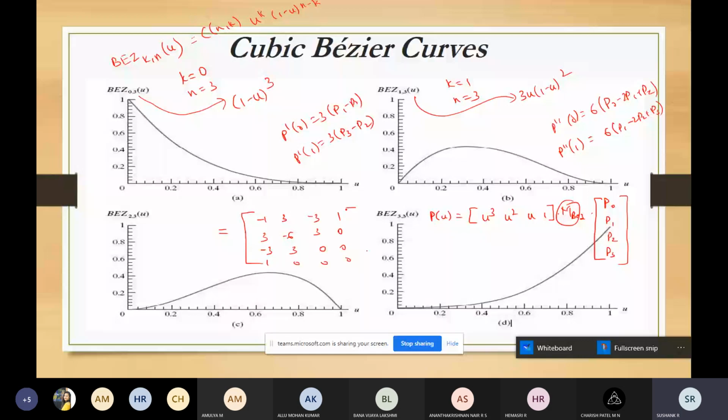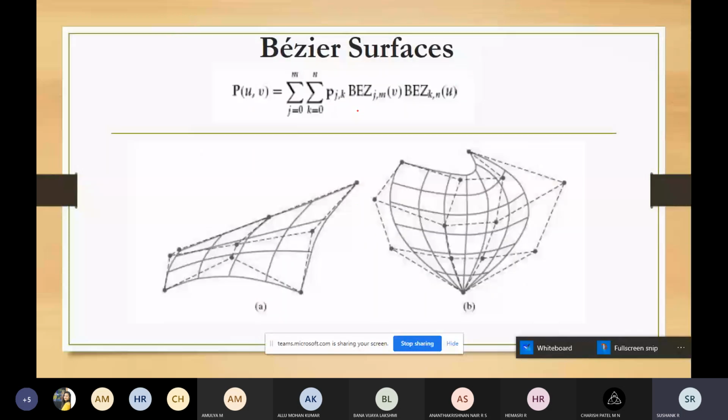When we talk about surfaces, we have one more parameter called v. The parametric vector form for the Bezier surface is a product of two blending functions: one is Bez of j comma n and the other is Bez of k comma n, with respect to v and u.